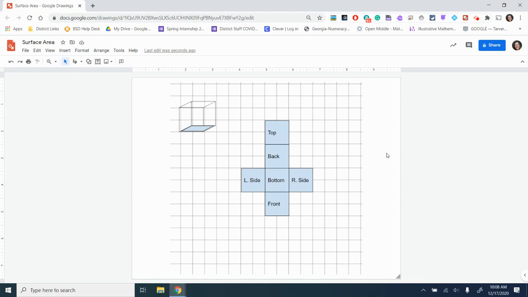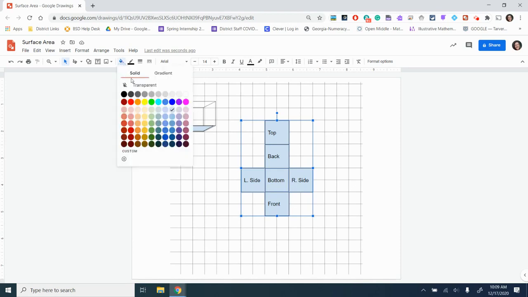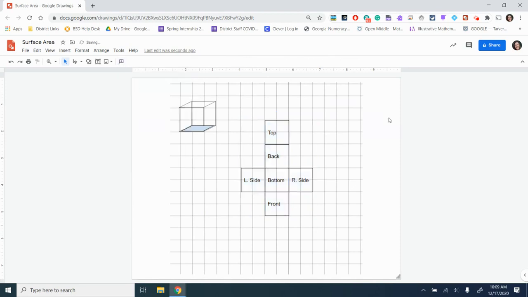But this is one. And so the reason I wanted to show you this is so that you could see that, remember, a cube is made up of all square faces. And so each one of these faces is a 2 by 2 square. And so if we were to make these transparent, we could really easily find the area, couldn't we? So we've got a 2 by 2 square for the top, a 2 by 2 square for the back, a 2 by 2 square for the bottom, a 2 by 2 square for the left side, a 2 by 2 square for the right side, and a 2 by 2 square for the front.